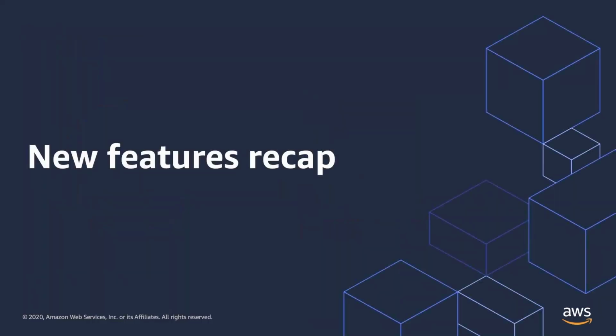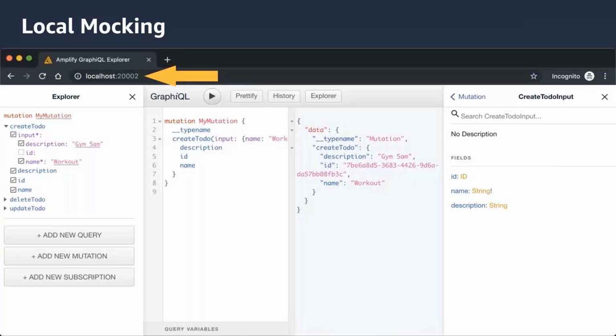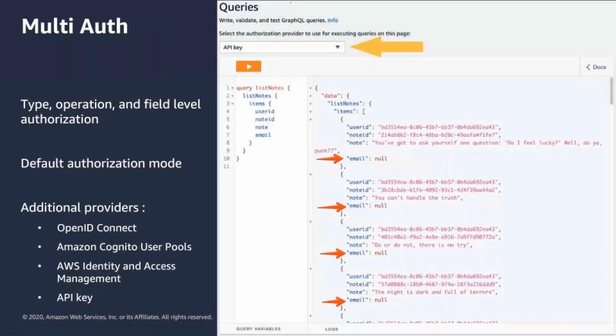Let's move on to a quick recap on some exciting features our team launched recently. With local mocking, you can run AppSync locally on your laptop, model your data, prototype queries, and when ready, deploy and create your AppSync API in the cloud, increasing development velocity.